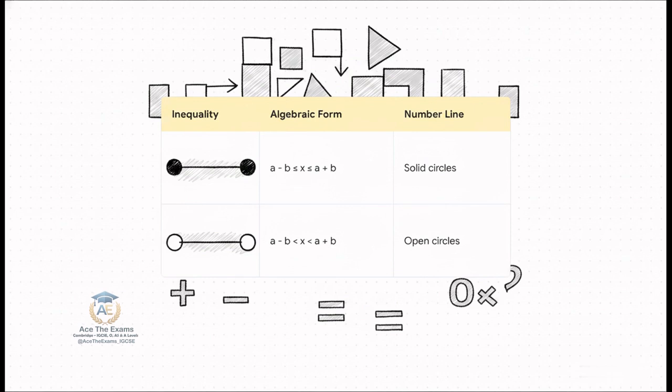When you're dealing with modulus inequalities, structure is literally everything. This table is perfect for breaking down how to translate a visual number line into an algebraic form. If your modulus inequality is less than or equal to b, your algebraic form sits right there between a minus b and a plus b. On a number line, you draw this with solid circles, right? That shows those end values are included. But if it's strictly less than, you've got to use open circles because those endpoints are excluded. Honestly, if you master this table, you are never going to drop those easy marks on notation.